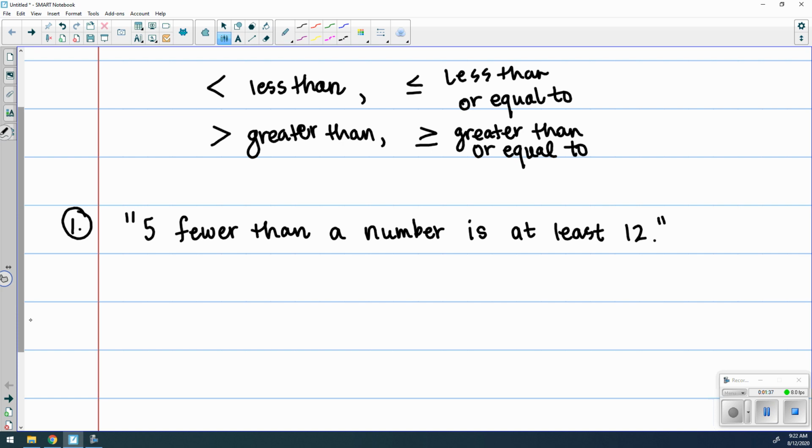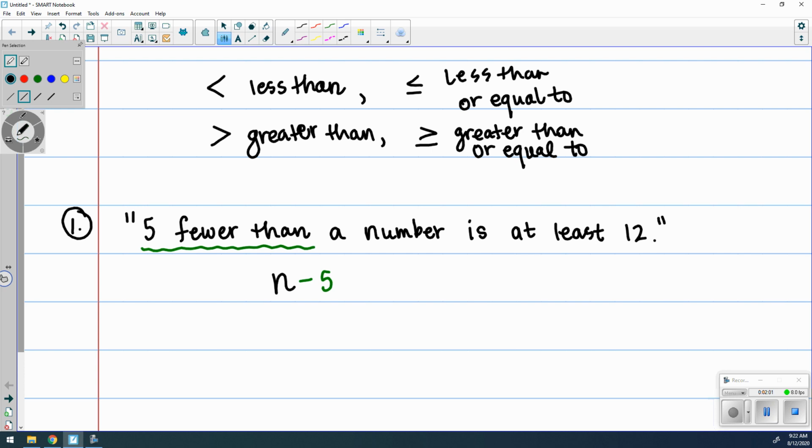Well, 5 fewer than a number, I'm going to start there. When I think of what is 5 fewer than the number of people in my class, I would take, maybe 12. 5 fewer than 12 would be 12 minus 5, or 7. Okay, so 5 fewer than means that I'm going to take 5 away from some number n. I can use any variable I want. I'm just going to go with n for number.